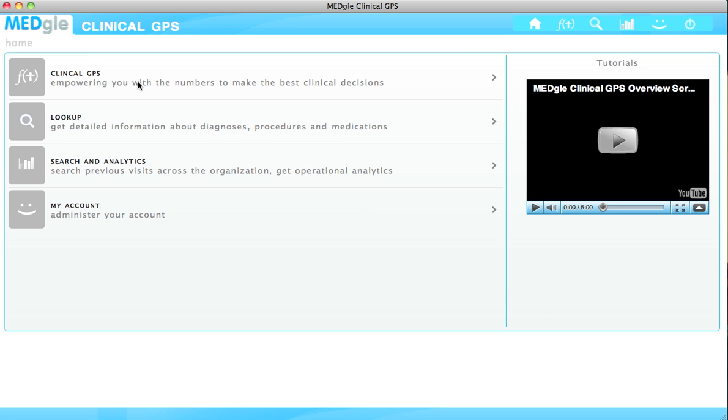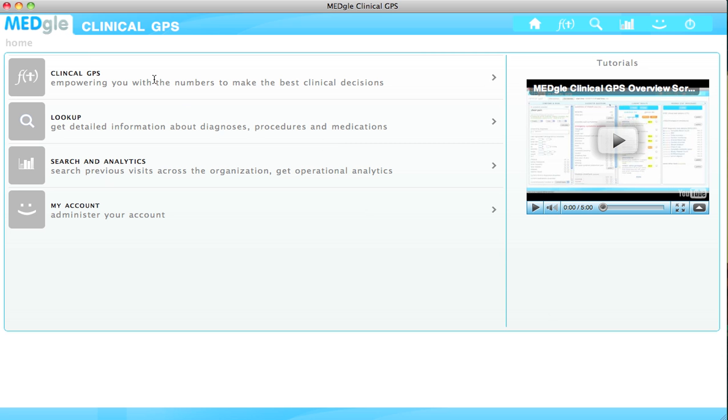So there are four major sections, the first being Clinical GPS, which allows people to understand what potential diagnoses are relevant, potential next steps, and information that they can go ahead and make a decision with. Second is our lookup section for getting quick information about diagnoses, procedures, or medications. Third is the search and analytics section, which allows us to search and dice all the interviews that have been done, and especially useful in the enterprise setting. And lastly is the My Account section, which allows you to go ahead and manage your account.